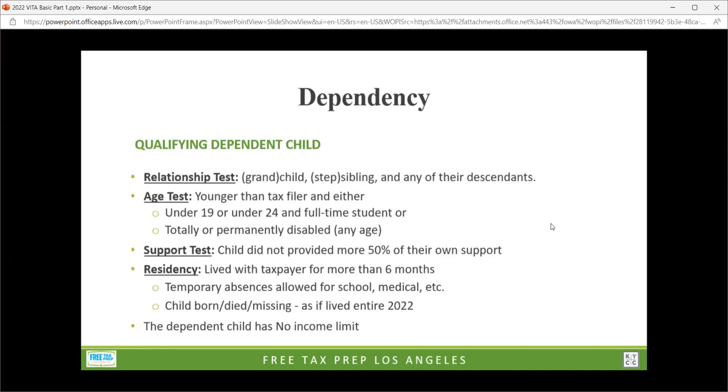Example, temporary absences, like if they're going to school, maybe in a different country, or in a different state or in a different city, or if they have a medical situation and they are in the hospital, or any other situations. Or if the child is born, dies, or went missing, it is like they have lived the entire 2022. The dependent child has no income limit. So we need to take into consideration all these tests in order to know who can qualify as a dependent child.